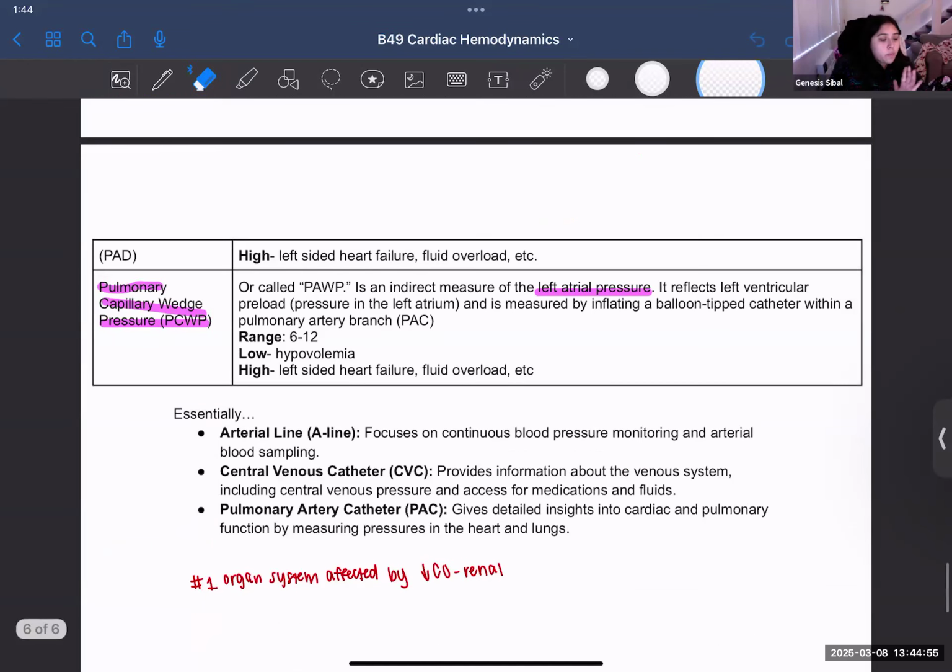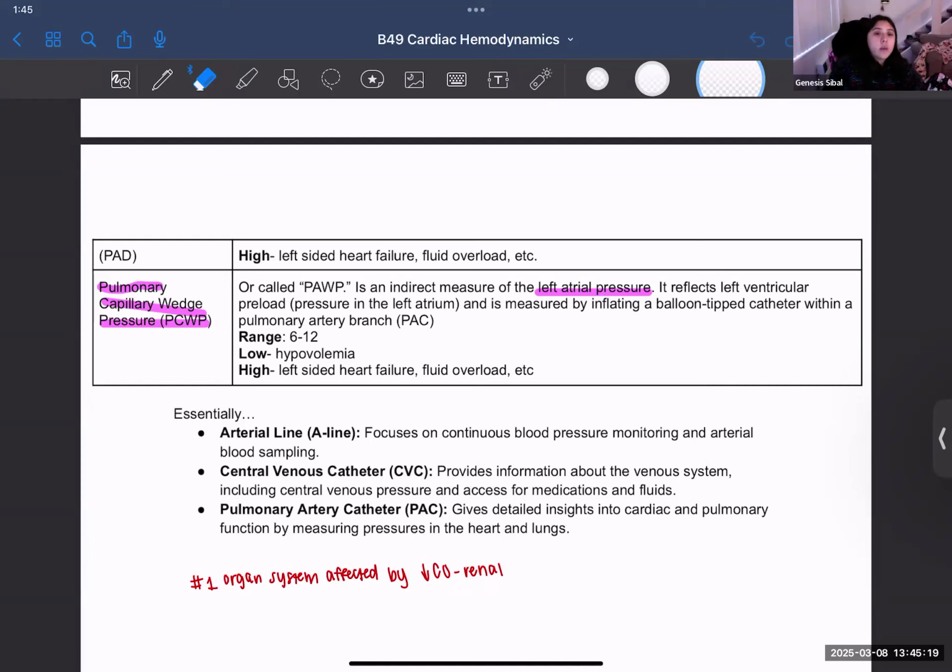And then for PCWP, pulmonary capillary wedge pressure, which is also called PAOP. This is an indirect measure of the left atrial pressure, and basically it reflects left ventricular preload. So basically, it's the pressure in the left atrium, and it is measured by inflating a balloon-tipped catheter within a pulmonary artery branch.